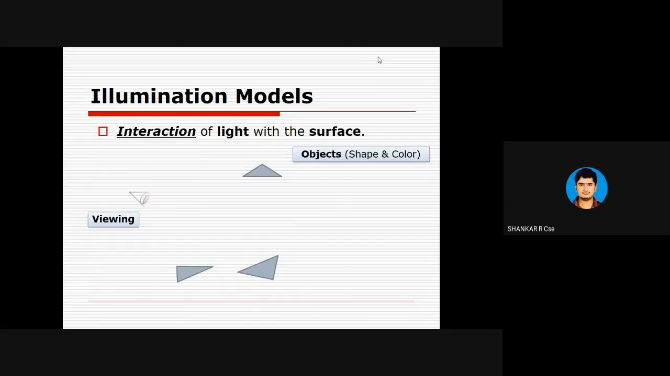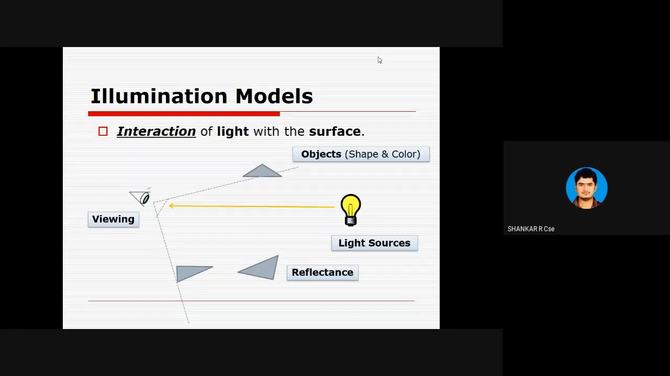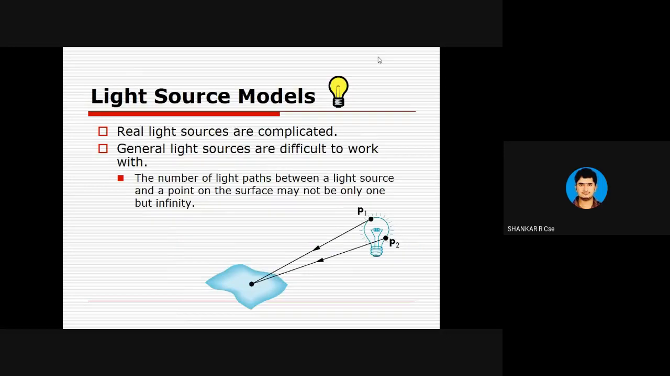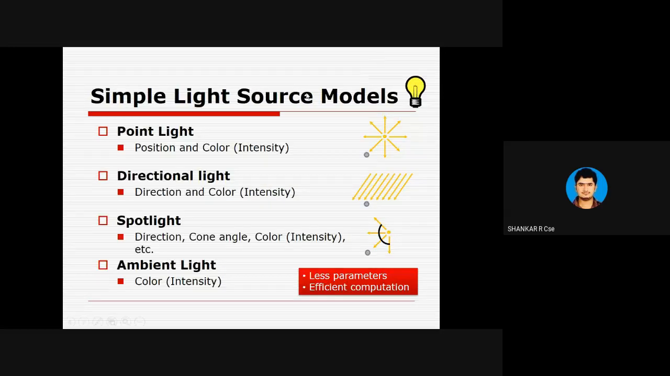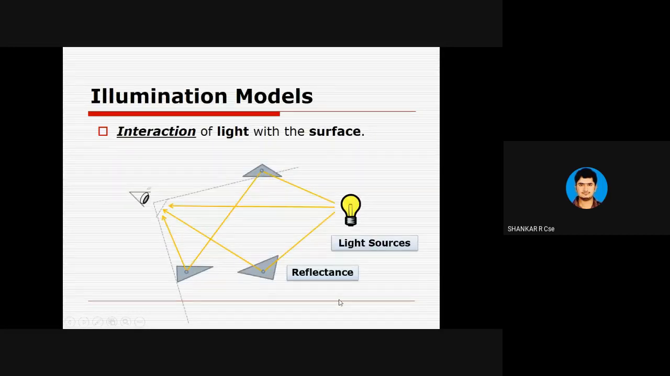Here you view various light sources, and so you can view directly. Reflection means due to the reflection of other objects. There are various light sources: point light, direction light, spotlight, ambient light, all these. So various light sources, reflection.